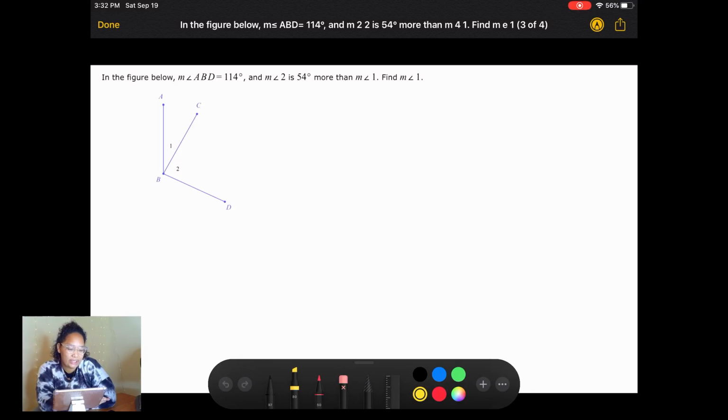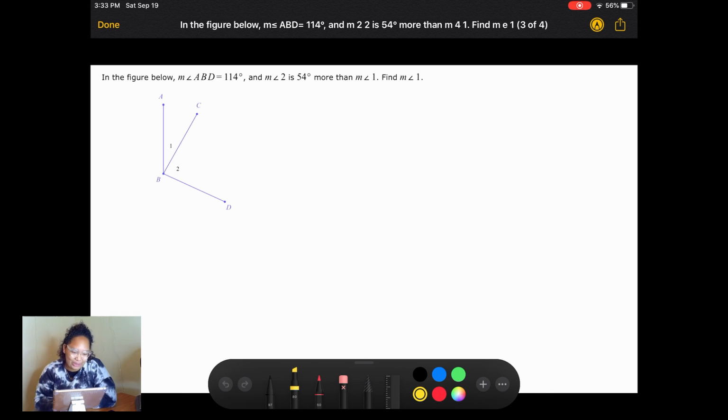So the question states, in the figure below, the measure of angle ABD is 114 degrees, and the measure of angle 2 is 54 more than angle 1. Find the measure of angle 1. So the question is giving you a whole bunch of angles. A lot of people look at this question and they're like, yeah, no, I'm not doing it.